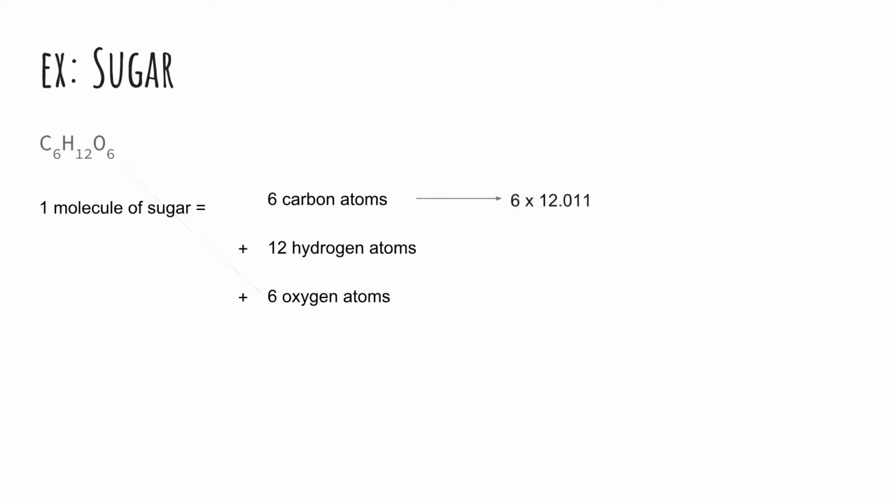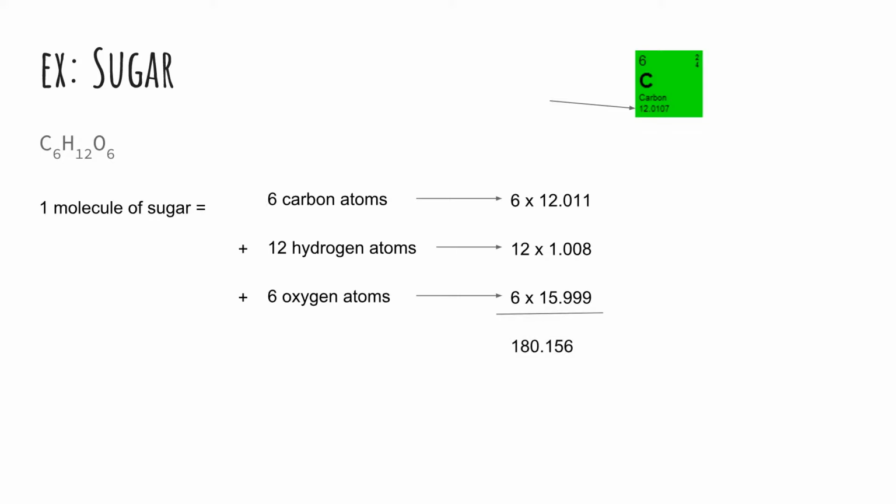When you look at the periodic table, each carbon atom has an average mass of 12.011 atomic mass units. Remember, right there on the periodic table, right down at the bottom. Each hydrogen atom is 1.008 atomic mass units, and each oxygen atom is 15.999 atomic mass units. 6 carbon atoms, 12 hydrogen atoms, 6 oxygen atoms, you add them all together, it's 180.156. Now, what are the units on that molar mass?